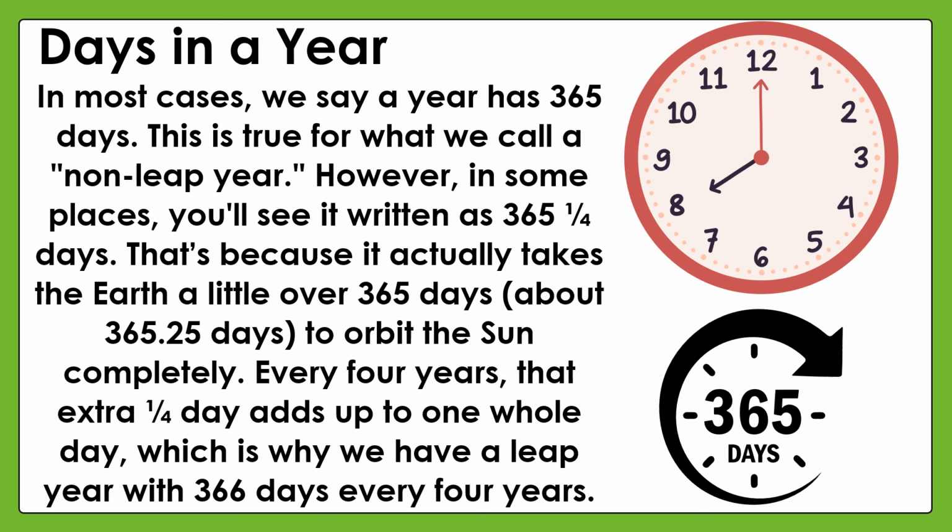Days in a year. In most cases, we say a year has 365 days. This is true for what we call a non-leap year. However, in some places, you'll see it written as 365 and 1/4 days. That's because it actually takes the Earth a little over 365 days, about 365.25 days, to orbit the Sun completely. Every 4 years, that extra 1/4 day adds up to one whole day, which is why we have a leap year with 366 days every 4 years.